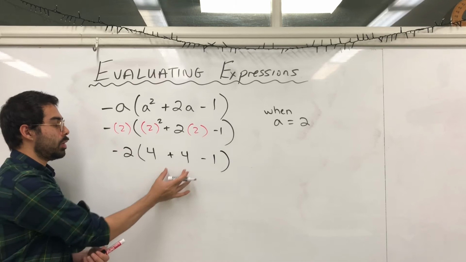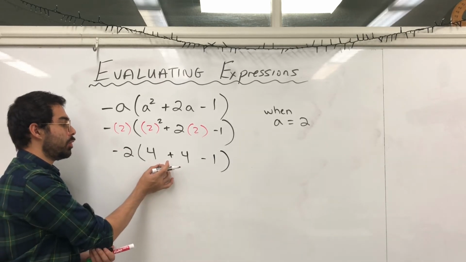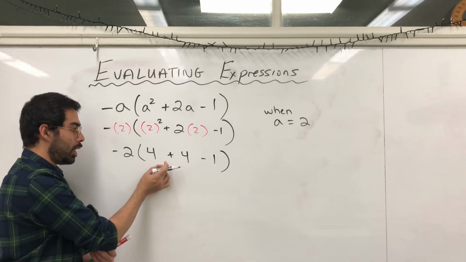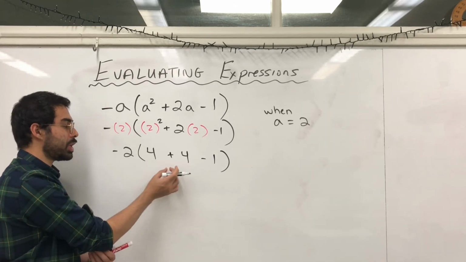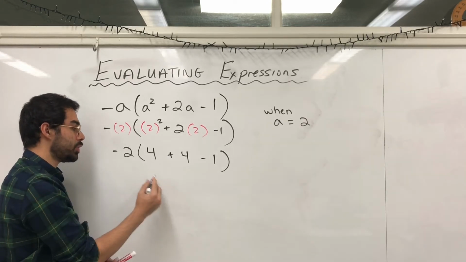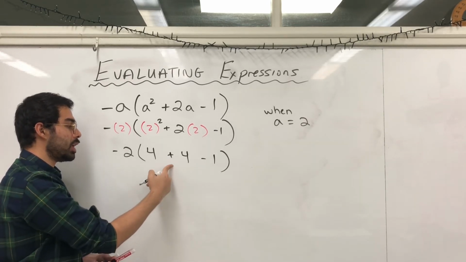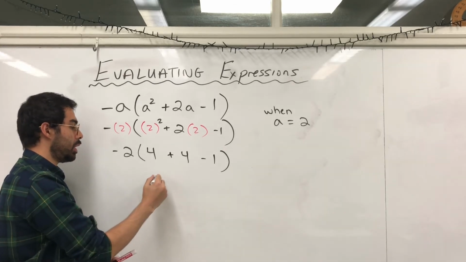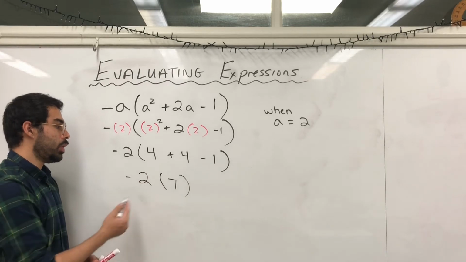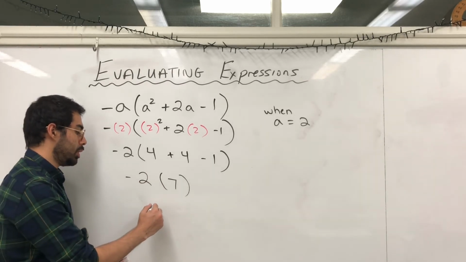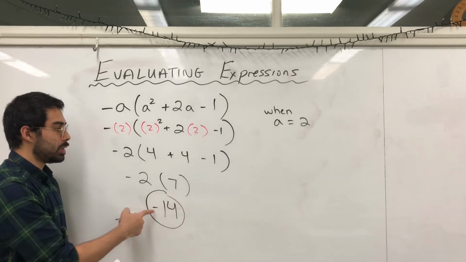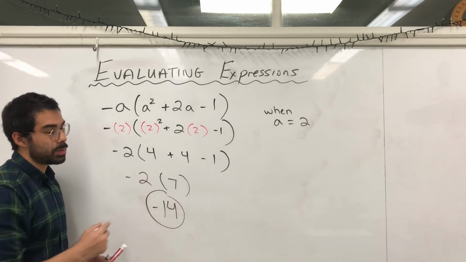Okay, again, work within the parentheses. 4 plus 4 minus 1. Again, PEMDAS: addition or subtraction, whatever comes first when you're reading from left to right. In this case, addition comes first. So we're going to add 4 and 4, that's 8. And then subtract, that would end up being 7. Okay, now we can go ahead and do our last step. This would equal negative 14. Okay, that's negative 14 when you have substituted 2 for a.